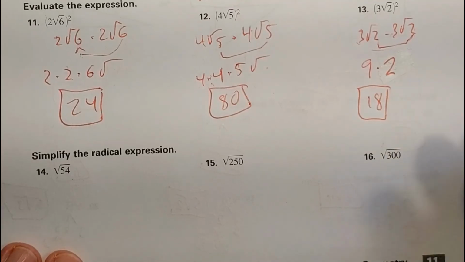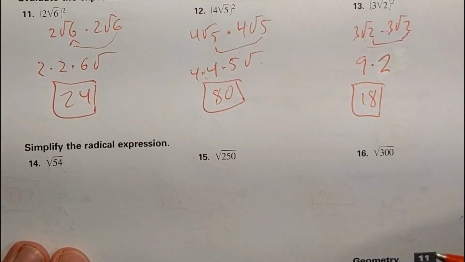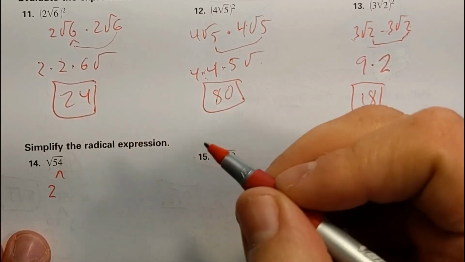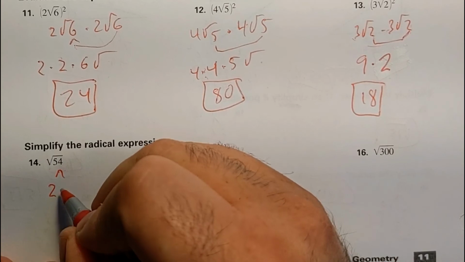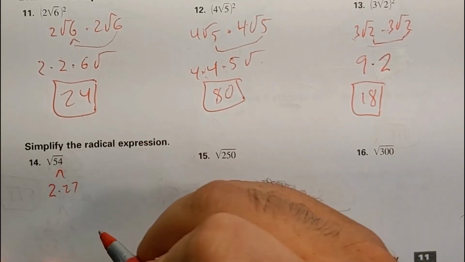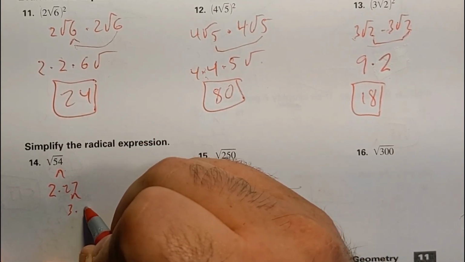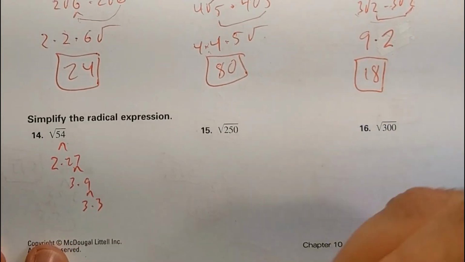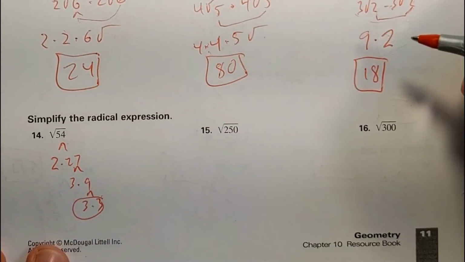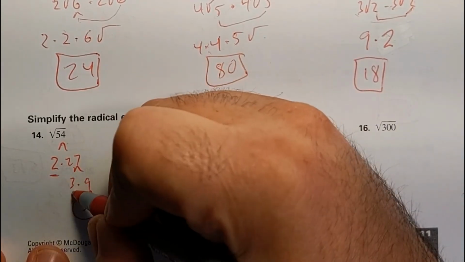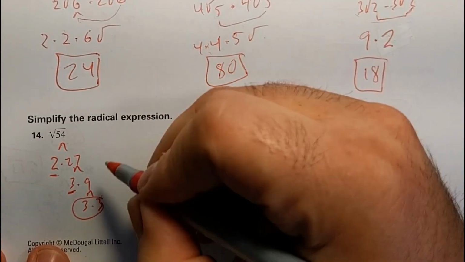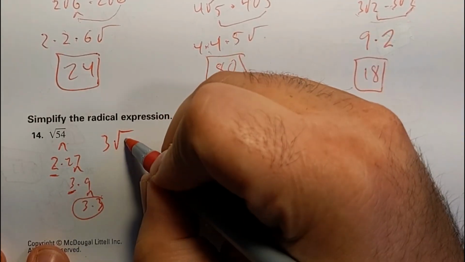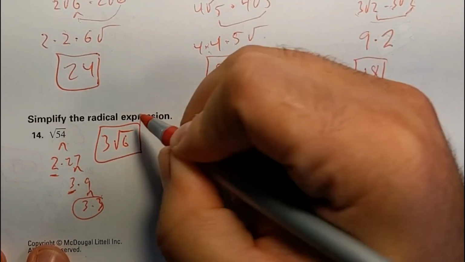There you go. Number 14 says simplify the radical expression. So factor it out. 54. I know it's even, so I can divide by 2. 27. And then 27 I can divide by 3 and I get 9, and 9 I can divide by 3 and I get 3. So I factored completely. And then I have a pair of 3's. I only have 1, 2, and another 3. So the pair of 3's comes outside as a single 3. 2 times 3 multiplies inside and becomes a 6.